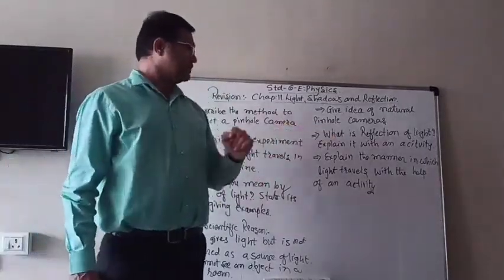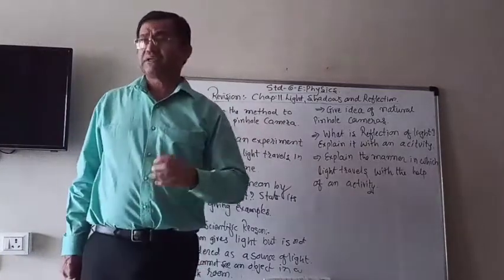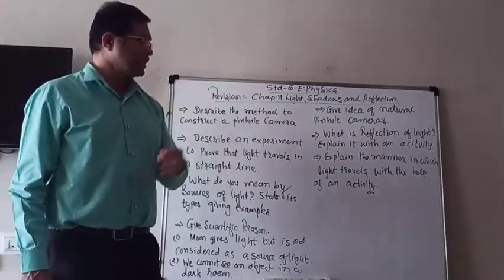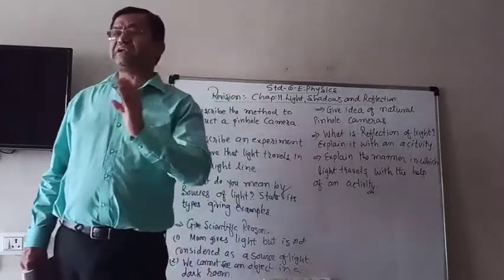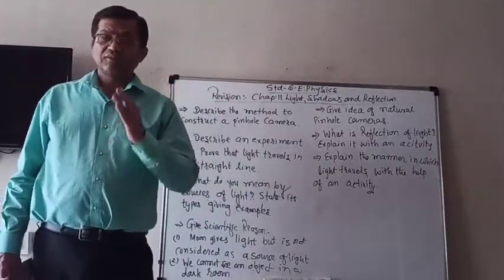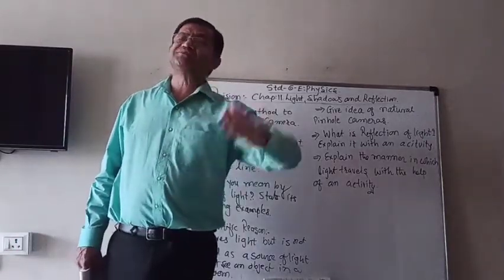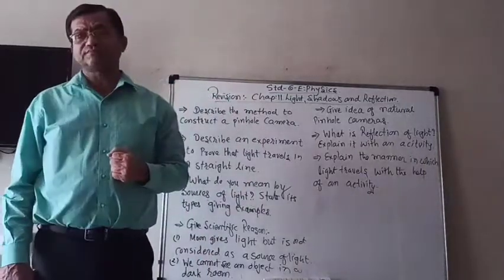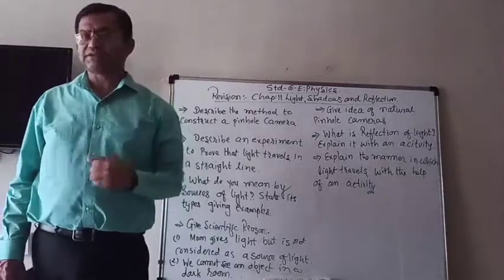What is reflection of light? Explain it with an activity. Reflection of light means when the light, which generally travels in a straight line, meets a mirror or a very shiny object, it changes direction. And that is known as the reflection of light.